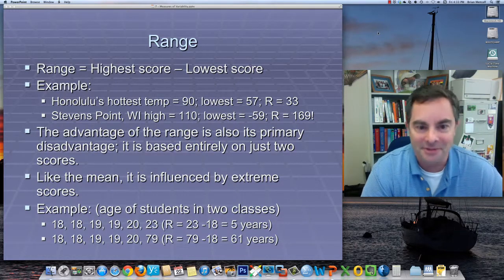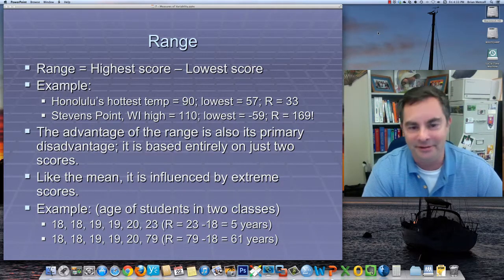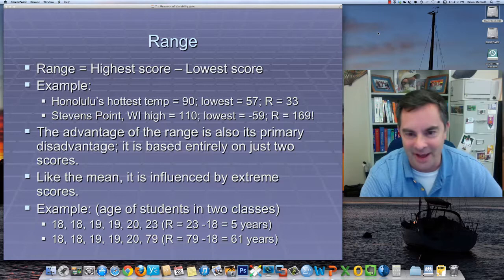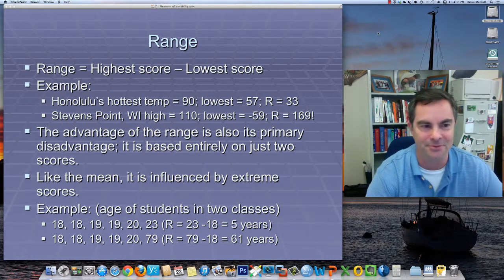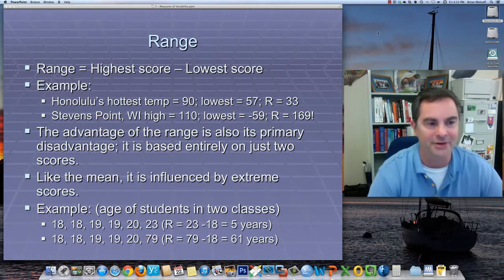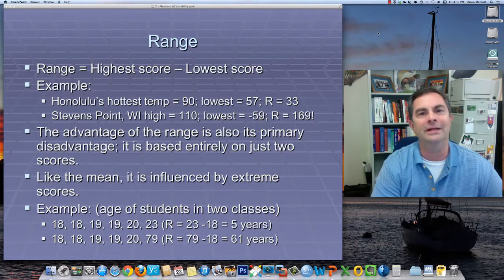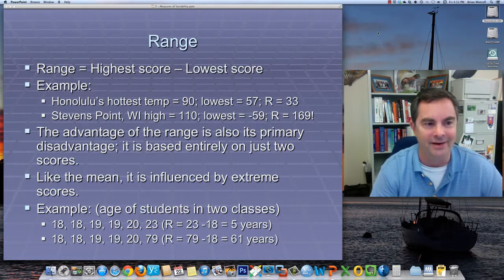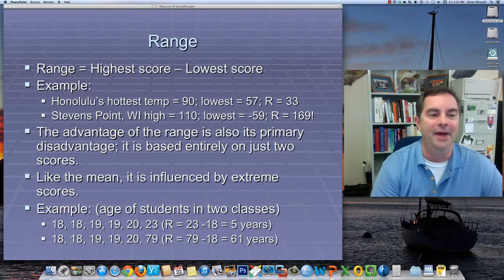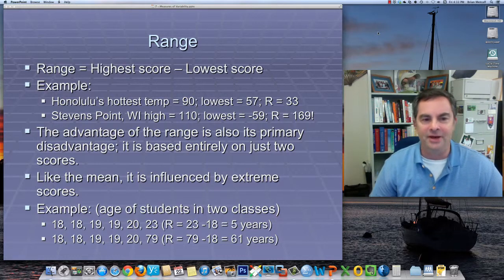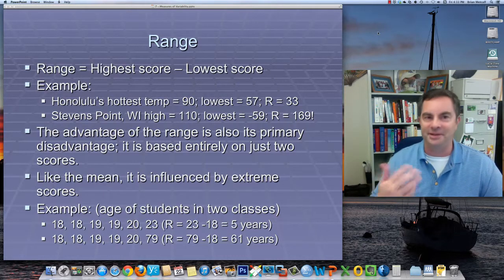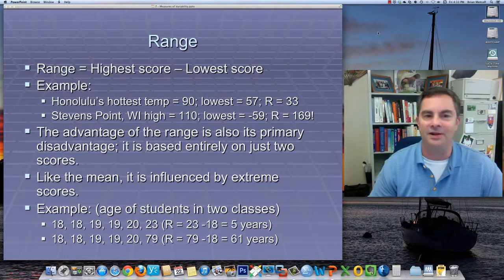110 minus 59 is a range of 169 degrees, okay? So compare that range of temperatures with Honolulu's range of 33, and you can see a lot more variability in temperature up there in Stevens Point than here in Honolulu. Okay, well, that's the range. The advantage of the range is also its primary disadvantage. It's based entirely on just two scores.